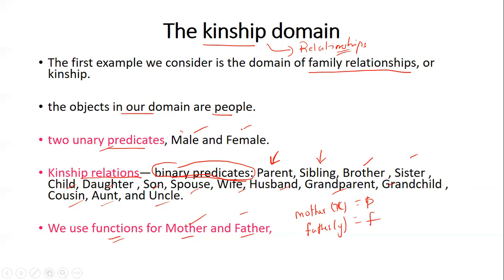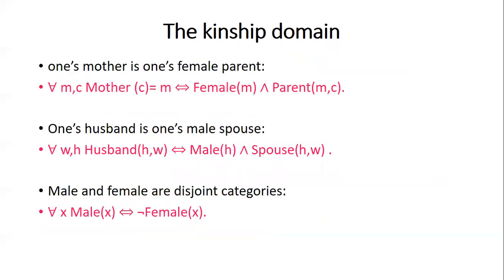With this intro, let us discuss some examples. Say we want to represent this fact in our knowledge base: one's mother is one's female parent. How can this be represented using first order logic? For all m comma c, mother of c equal to m.